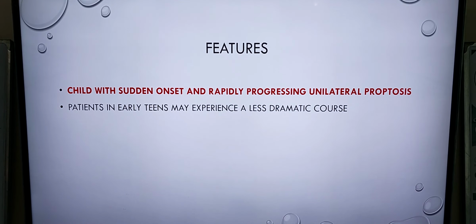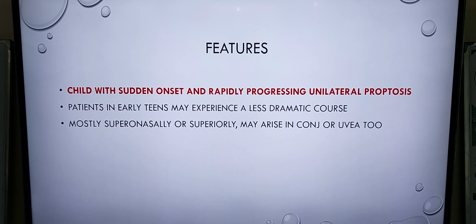Basic features of orbital rhabdomyosarcomas. Classically, it presents as a tumor in a child showing sudden onset and rapidly progressing unilateral proptosis. If the tumor is found in early teens instead of the younger age, then the course is less dramatic. There is somewhat slower onset of proptosis.